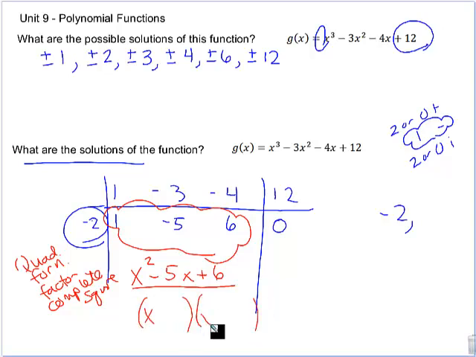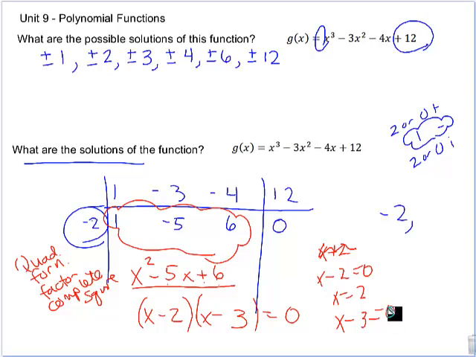My first terms are x and x. Multiply to get 6, add to give negative 5: that is negative 2 and negative 3. Make these both equal to 0. So if x minus 2 is 0, our x value is 2. If x minus 3 is 0, our x value is positive 3. So our solutions then are negative 2, positive 2, and positive 3.